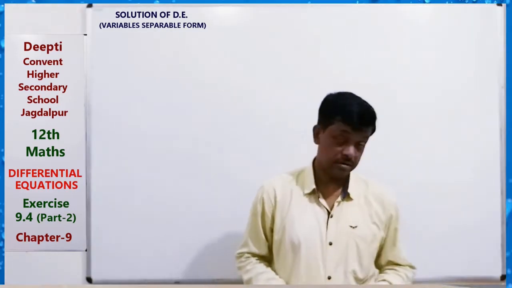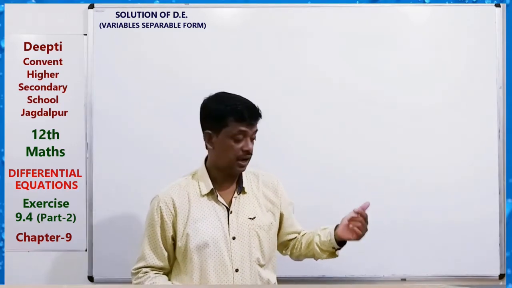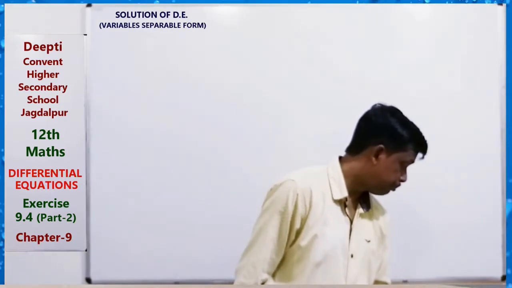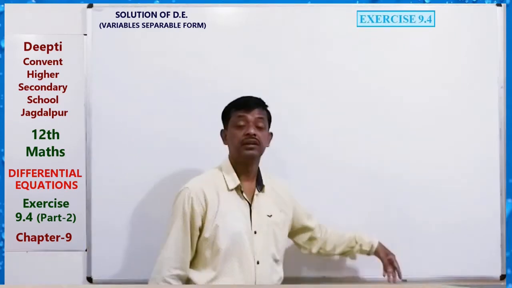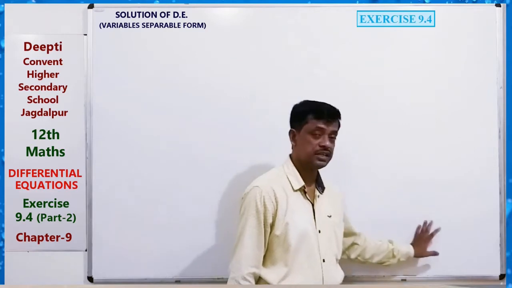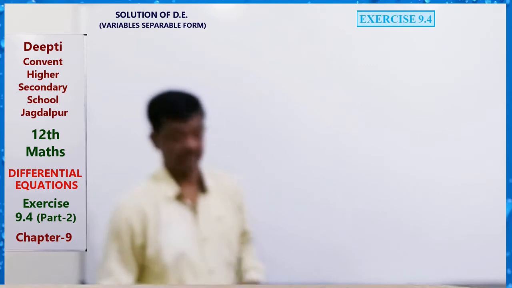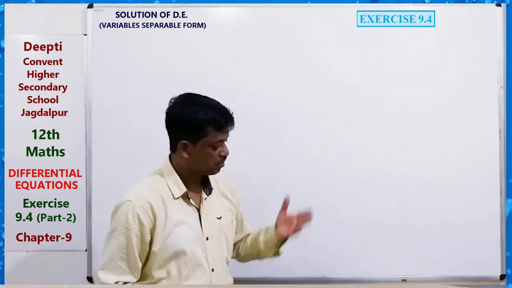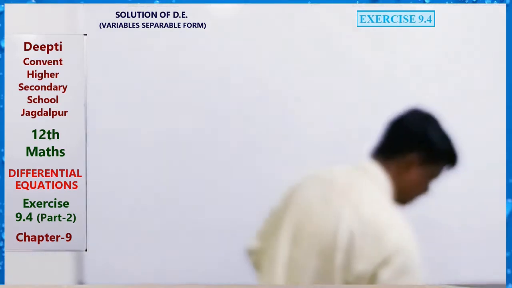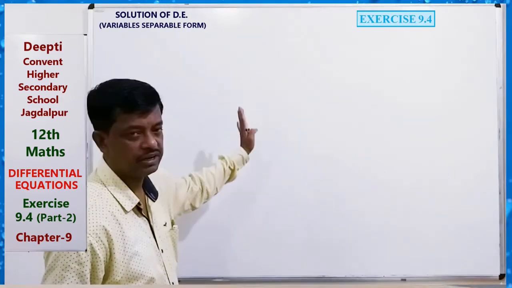Here the general solution contains one arbitrary constant for a first order differential equation. From question 11, for each differential equation we have to find the particular solution. Particular solution means there will be a given condition; by using that condition we find the value of the constant and put it in the general solution, and that will be the particular solution. So this whole chapter 9.4 is completely based on the variables separable form.